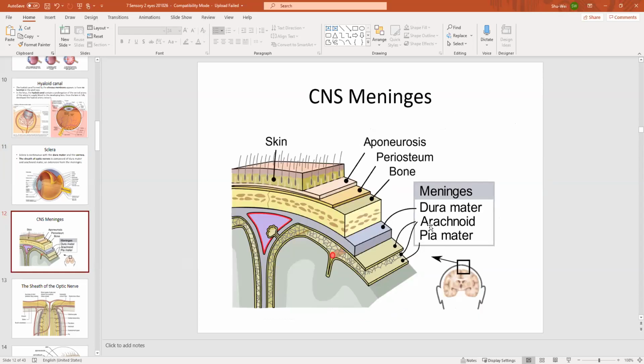Underneath that, we have the arachnoid layer. Underneath that, we have the subarachnoid space. This is the region where we have the cerebrospinal fluid. We also have the blood supply, blood vessels circulating in this area. And underneath that, we have the pia mater. This is the very last layer if you do the dissection, right? You peel this open, and you see the brain.